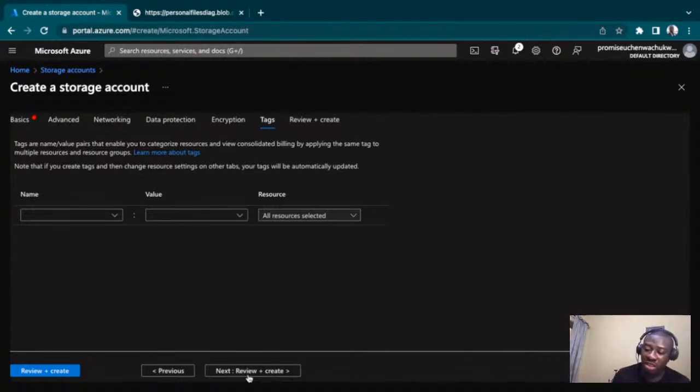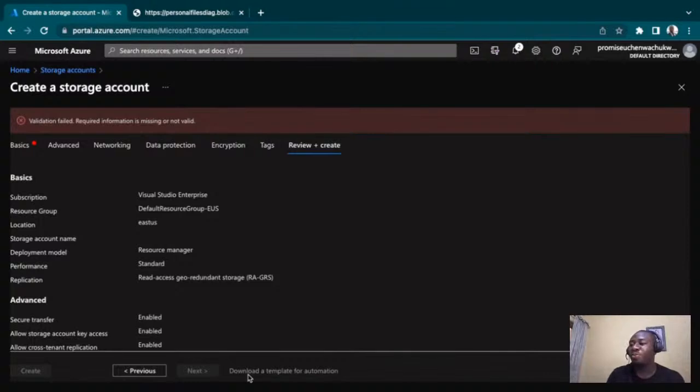So if all resources created are tagged by the department, you can now narrow down who is actually spending more on your subscription. Well, for this configuration, we will leave that for another class.